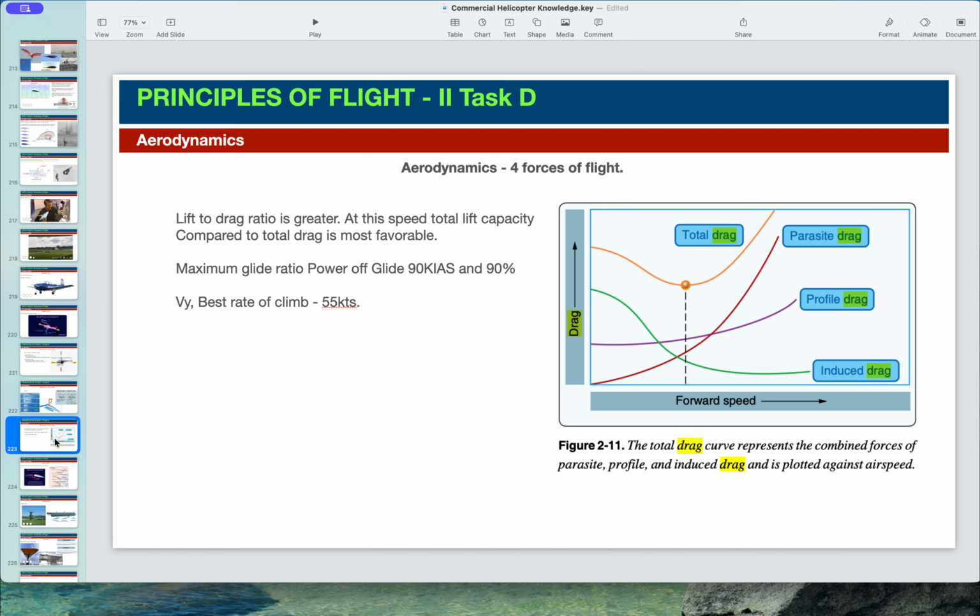So there's another term for that. I think it's V.